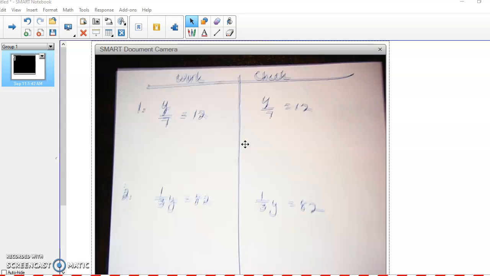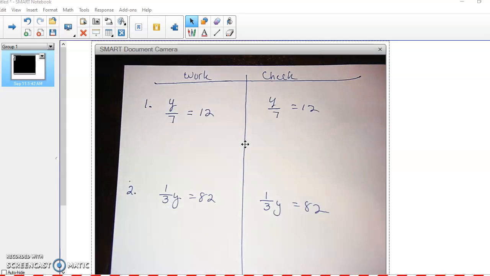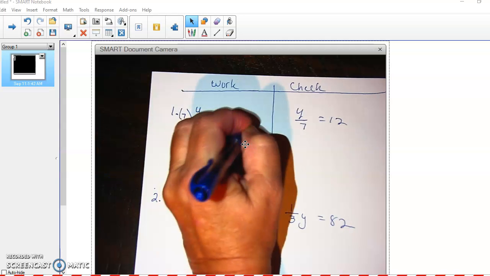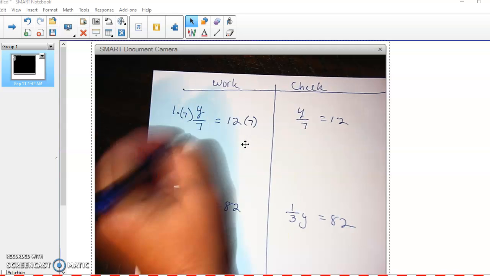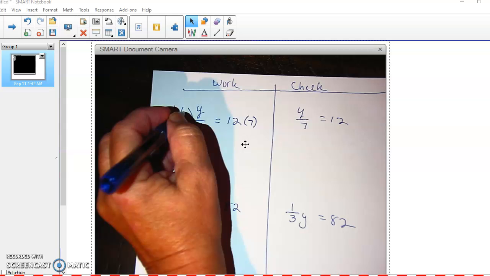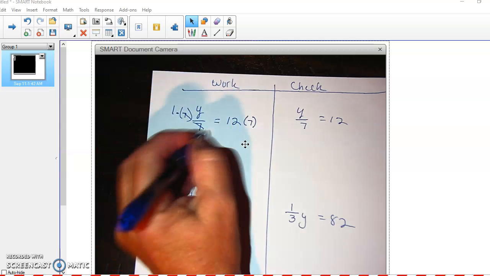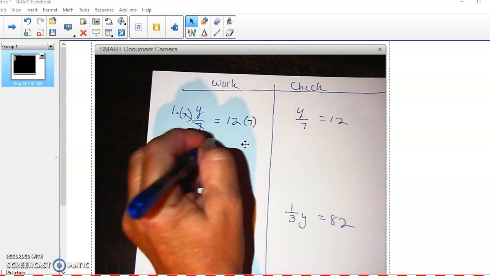Okay, so we're going to finish our one-step equations, and these have fractions in them. If you look at number 1, this is y divided by 7 equals 12, and that's division, so we're going to multiply. And we're going to multiply by 7. These cancel out, so that would be 7 over 7, which equals 1, and then 12 times 7 is 84.